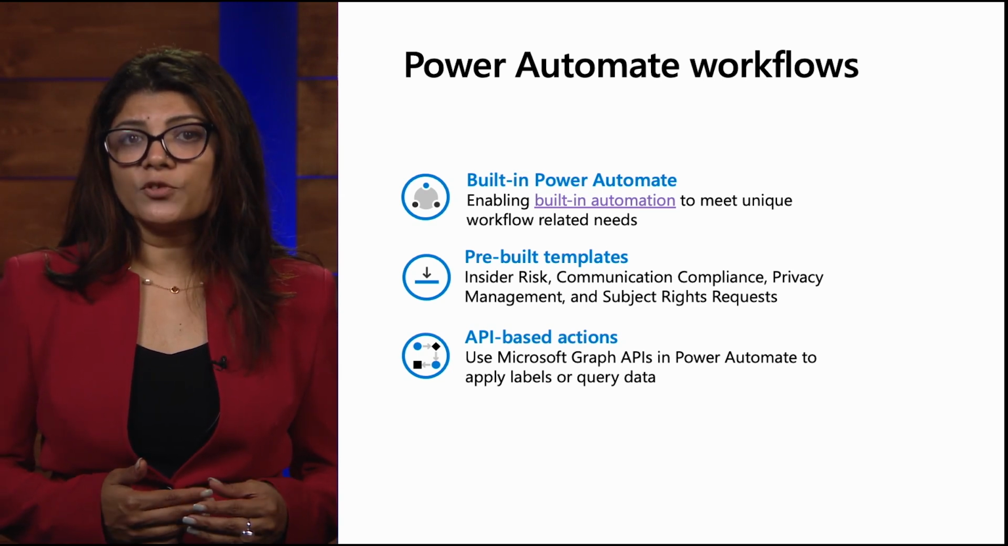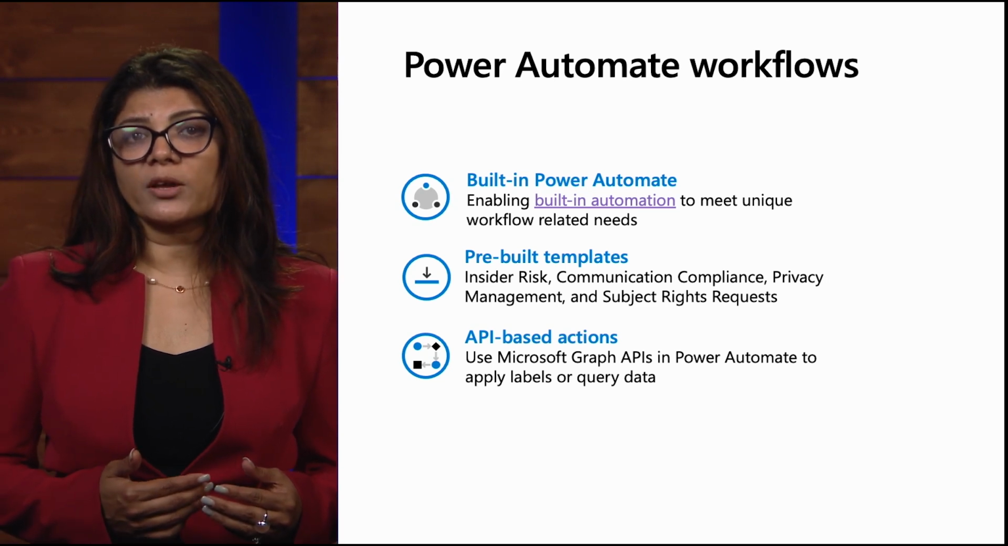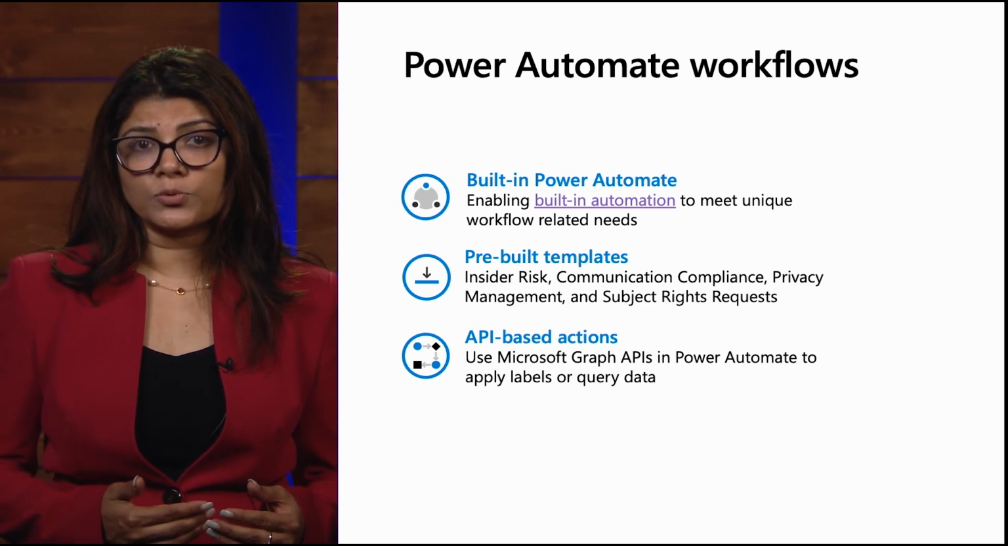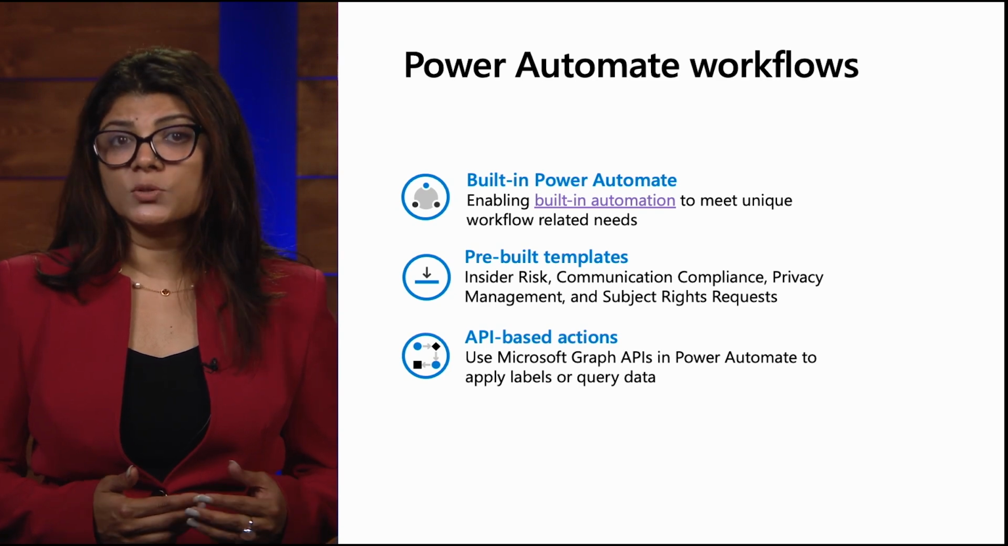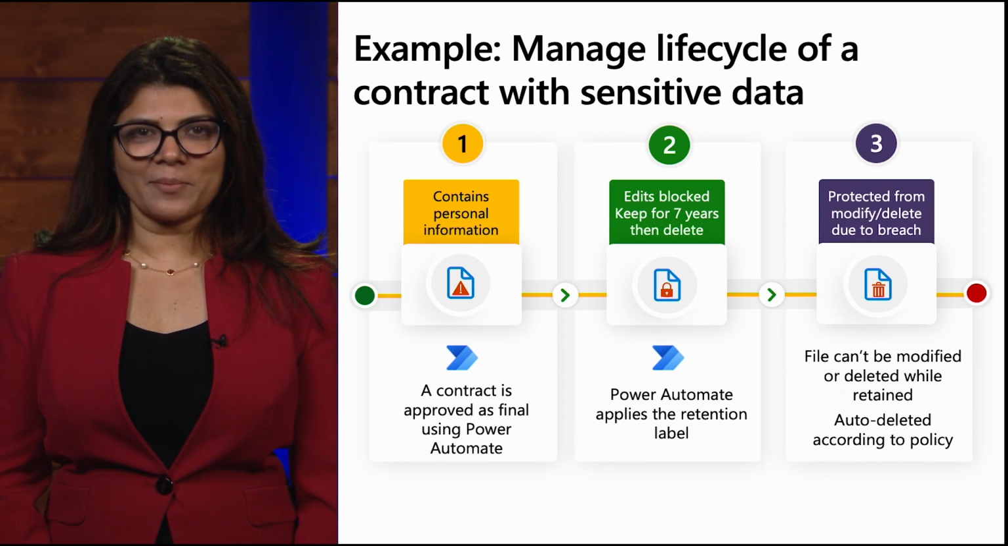For example, if you prefer to manage subject right requests using a low-code option, you can automate the processes using Power Automate. Lastly, Power Automate can use any Graph API in your workflow. These actions include the Microsoft Purview APIs mentioned previously and any APIs to pull graph data into your workflow for additional context or reference. Let's look at a specific example of using Power Automate with Microsoft Purview.